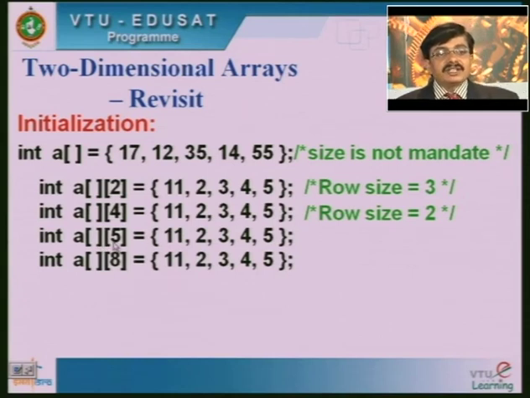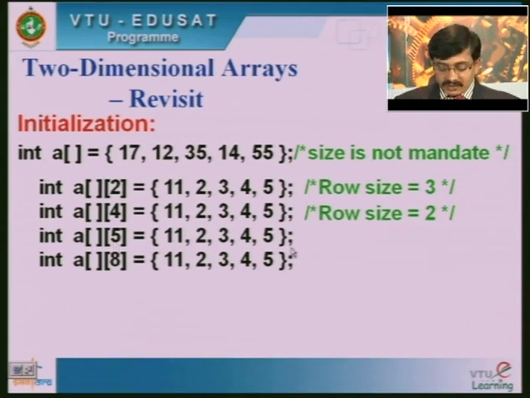Now, look at this particular declaration. Here I am mentioning the column size as 5. The number of elements I am mentioning here is 1, 2, 3, 4, 5. Each of these elements constitutes the elements of the 0th row, and I am not mentioning the elements of the second row, since I have provided only 5 elements here. So, these will act as the elements of the 0th row of the 2-dimensional array.